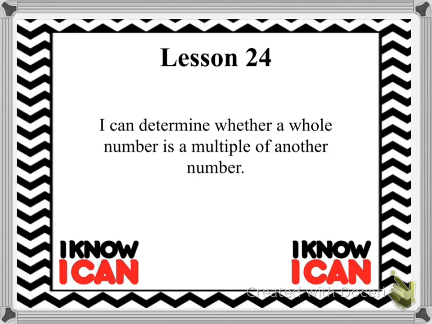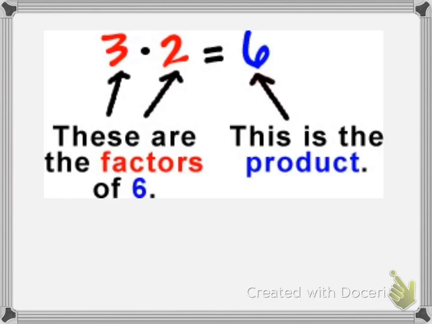I can determine whether a whole number is a multiple of another number. If we look at this multiplication problem, 3 times 2 equals 6. We know that 3 and 2 are factors, and 6 is what we call a product. And a product is an answer to a multiplication problem.